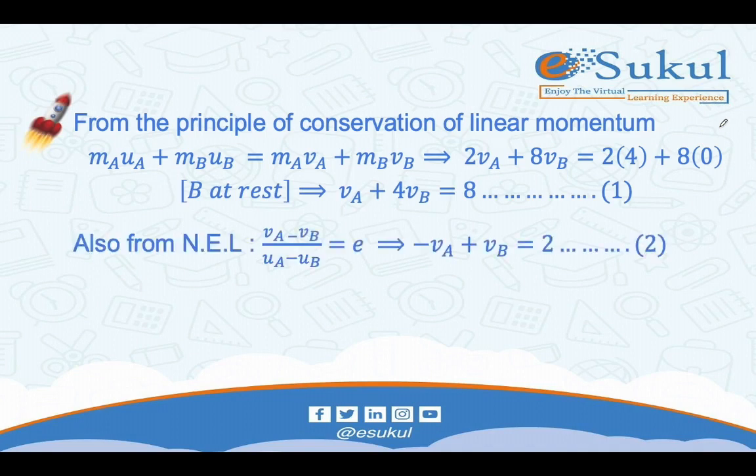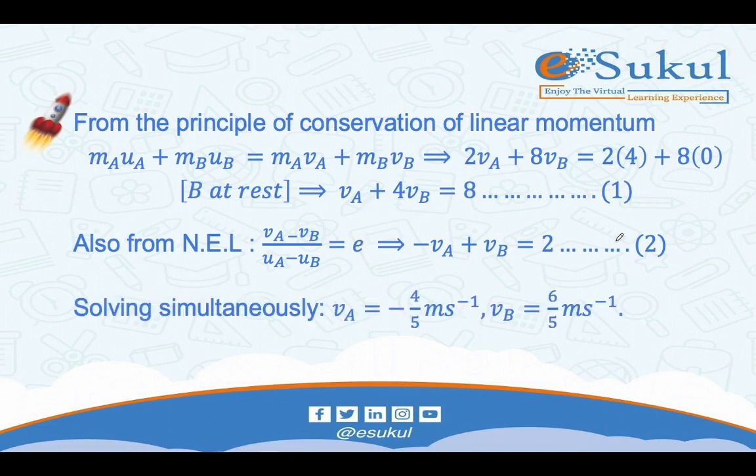So we also apply Newton's experimental law, where we have e, the coefficient of restitution, equal to the velocity VA minus VB over UA minus UB. We then have as equation 2, since B was stationary, negative VA plus VB equals 2. So therefore, solving the simultaneous equations 1 and 2, we then have VA equals negative 4.5 meters per second, and VB equals 6.5 meters per second.